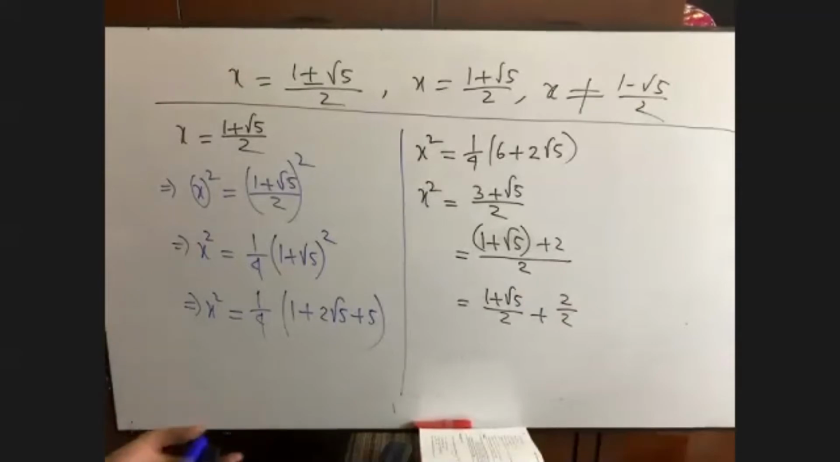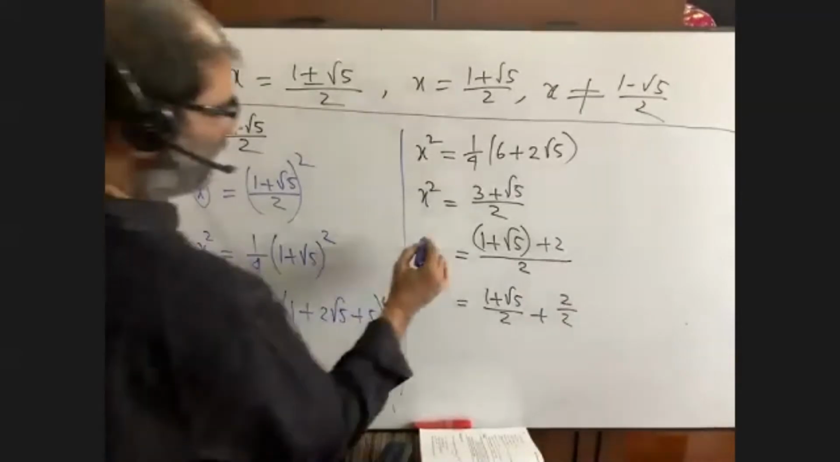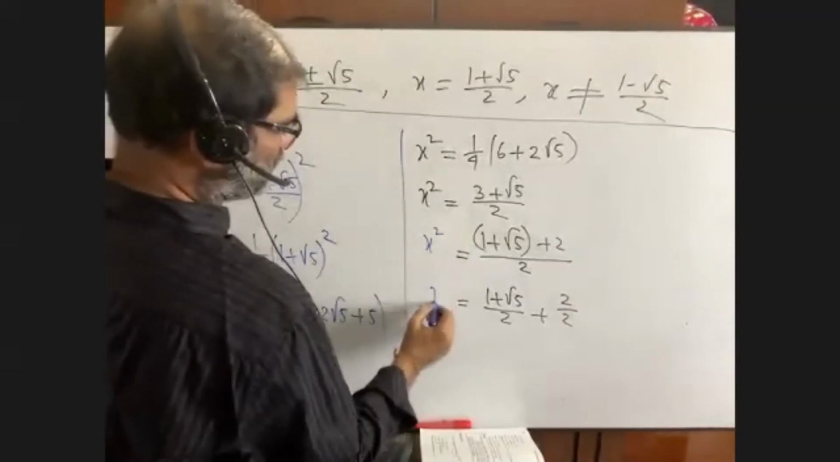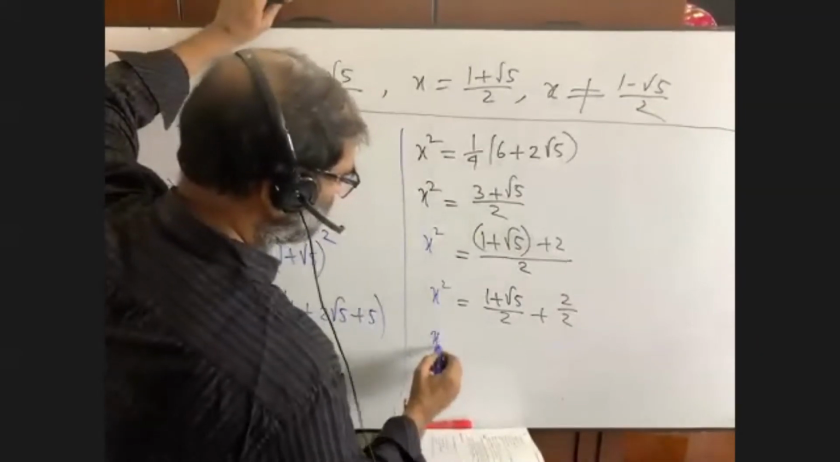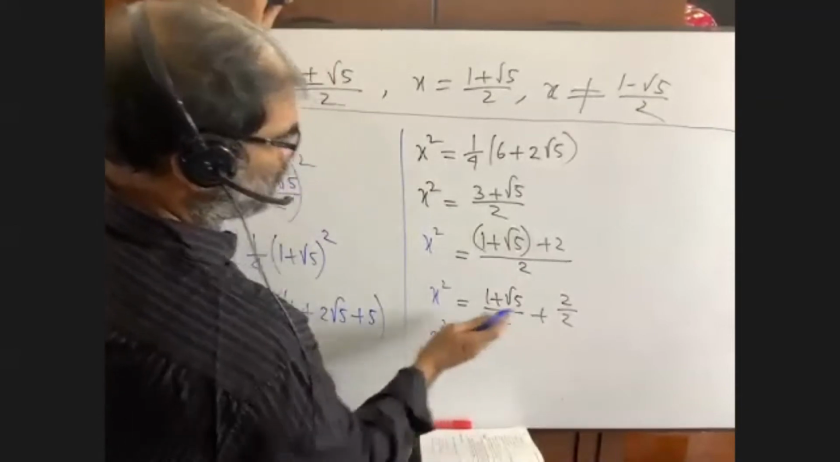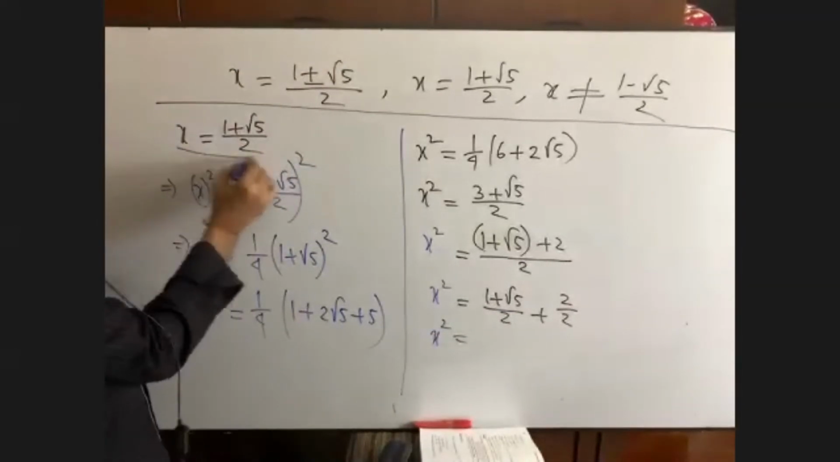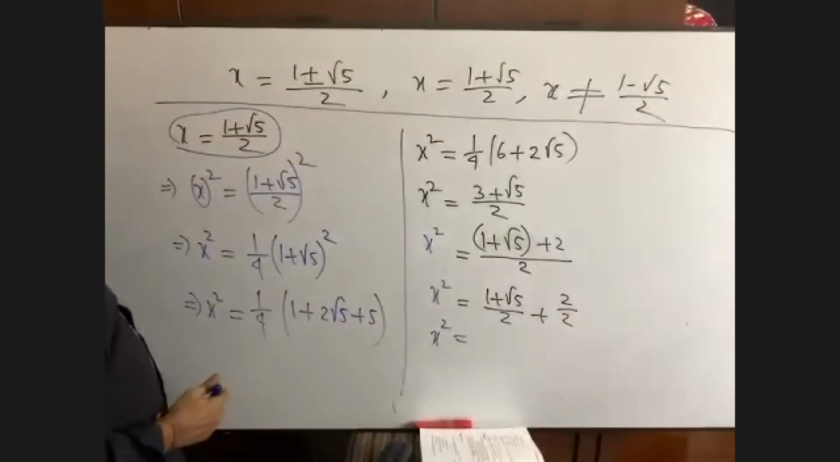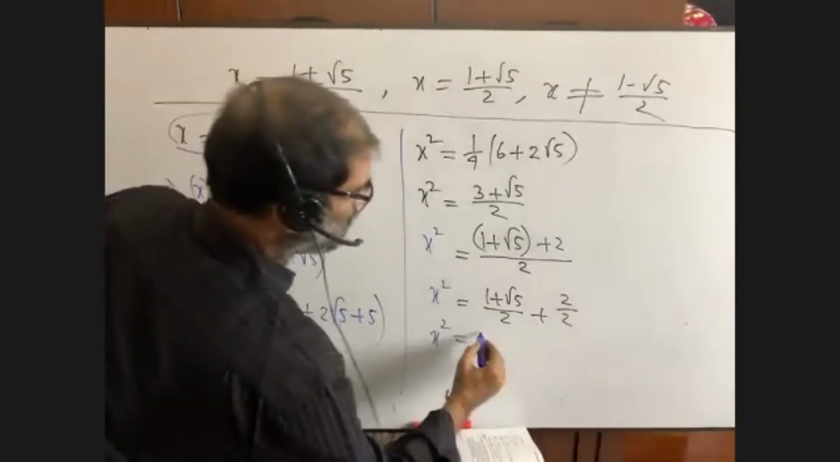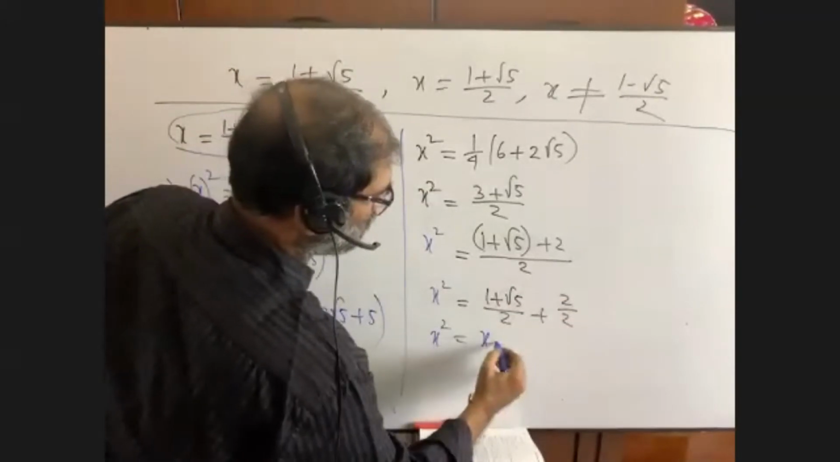Actually, what is happening here? This is x square. This is x square. Now you see, x square equals what? What is the value of this? Its value is x. And it is 1.